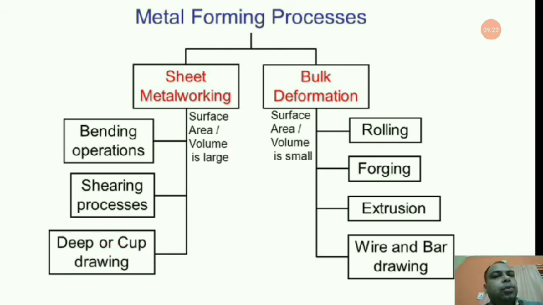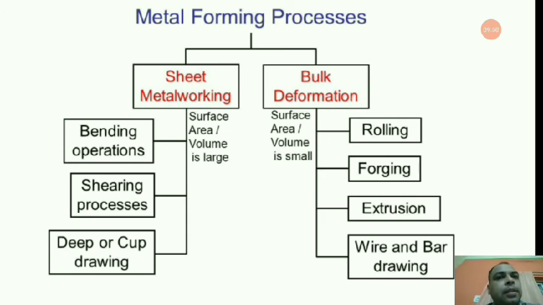We will be having separate classes on these particular operations. We will be learning a lot around them. These are the most important and most exciting, interesting topics, you can say. So we will be learning so much extensively in our later classes. And for bulk deformation processes, the surface area to volume ratio is very small. That includes the rolling process, the forging process, the extrusion process, and the wire and bar drawing process.